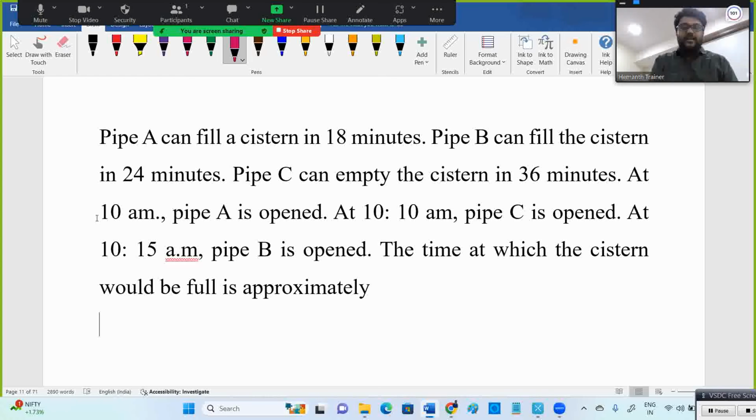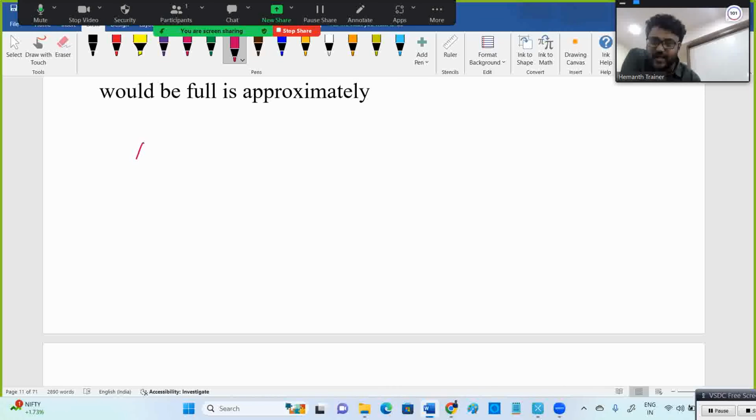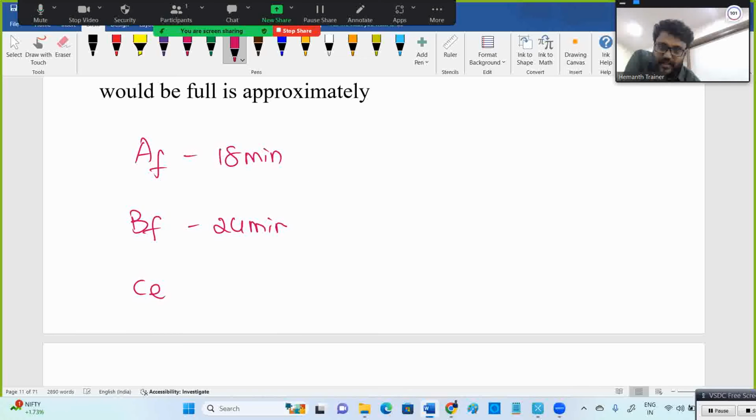And they said, at what time tank is going to be filled. Now, first thing, you can assume tank capacity any value, but for calculation purpose, as A filling it in 18 minutes, B 24 minutes, C can empty it 36. I'm writing F for filling, E for emptying. A and B are filling. That is also important. Which is filling, which is emptying, I have to know. A and B are filling, C is emptying.